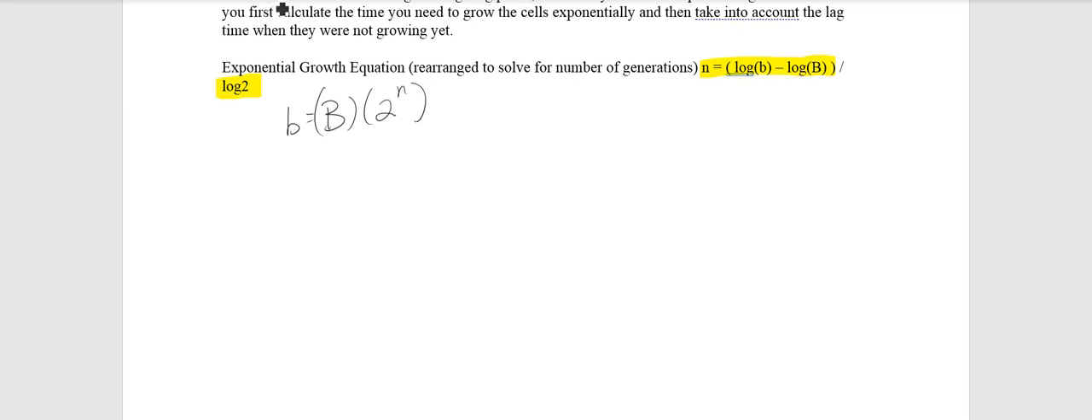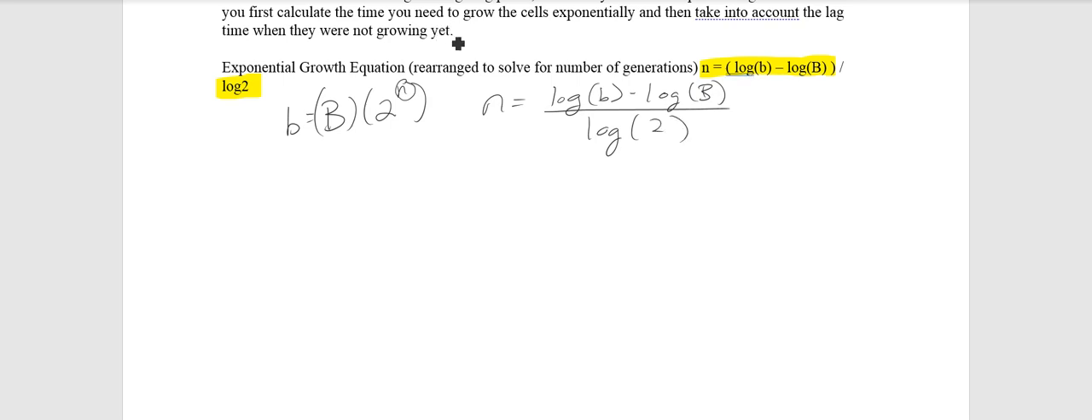This equation, rearranged to get n by itself on one side of the equal sign, is the equation that I gave you. So because we've got an exponent, we're going to have to use logs. I did not expect people to remember how to rearrange an equation to get an exponent by itself, which is why I gave you the equation, and I will always give you this one. So if you need to use this equation rearranged, it will be in the problem. Okay. So now we've got n is going to equal the log of little b minus the log of big B divided by the log of 2.